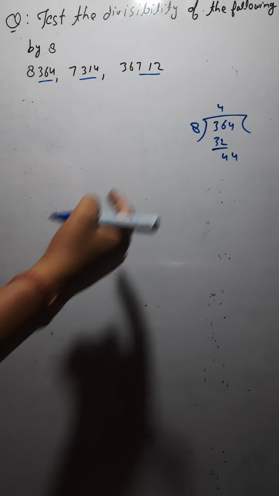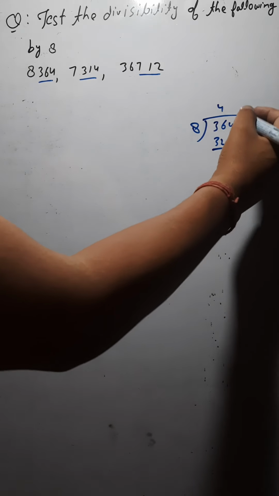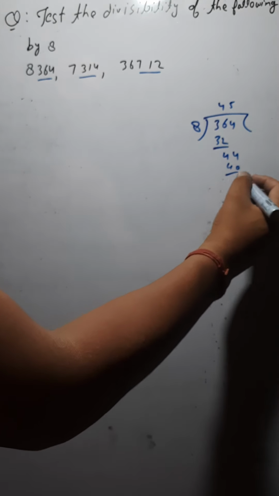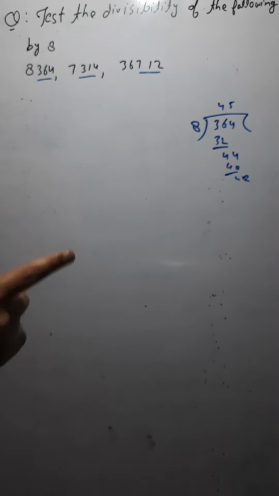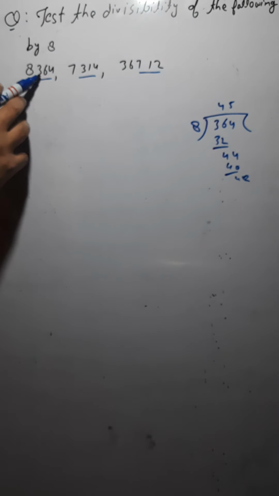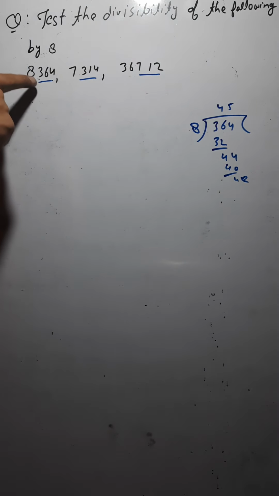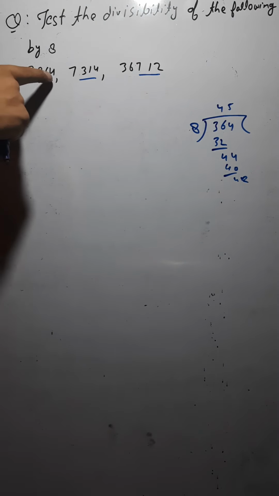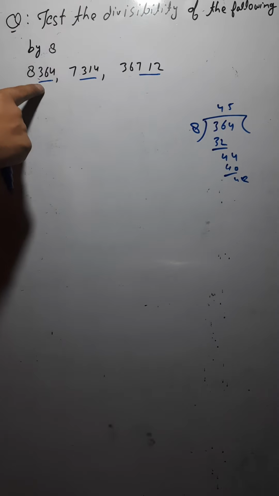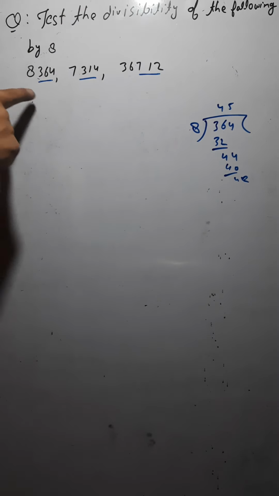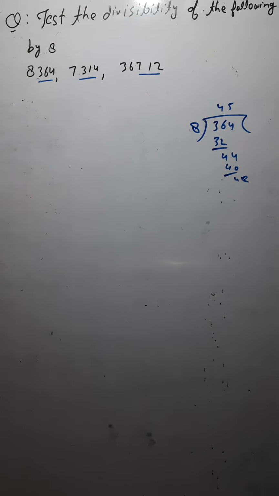And what would come there? 4. So I think 44 is not divisible. How many times would it go? 8 5s are 40. You have the remainder here. So now you would say the number formed by the last three digits is not divisible by 8. You have the remainder there. So hence the given number is also not divisible by 8.